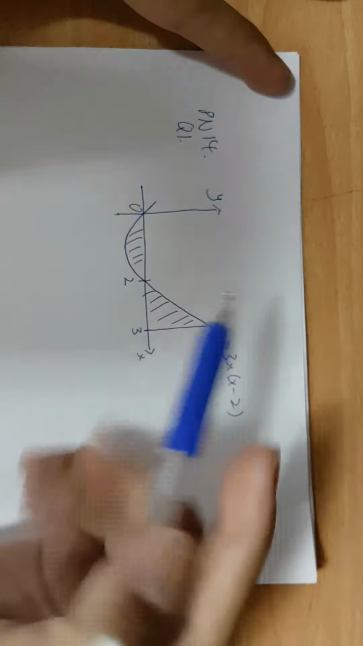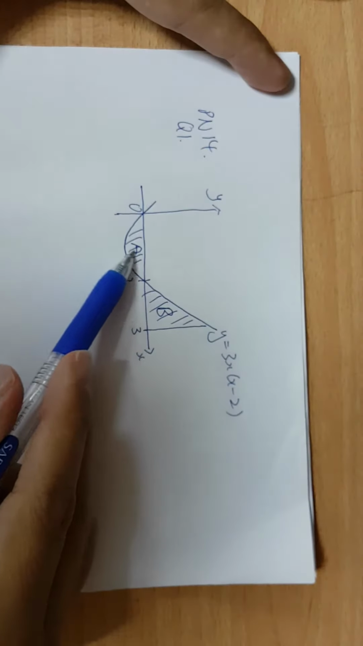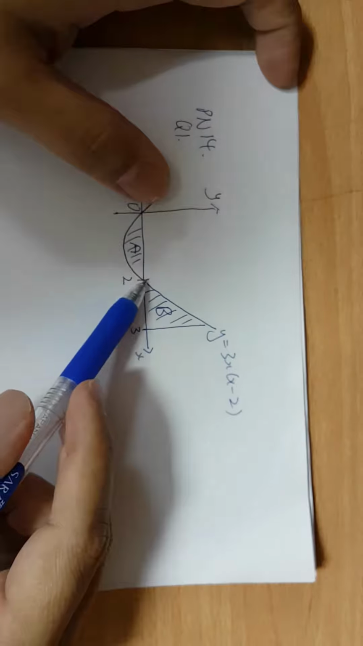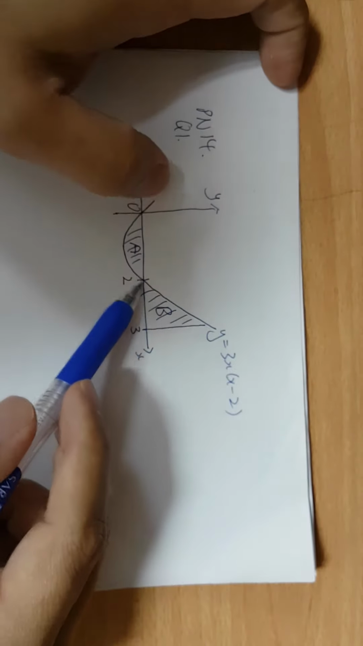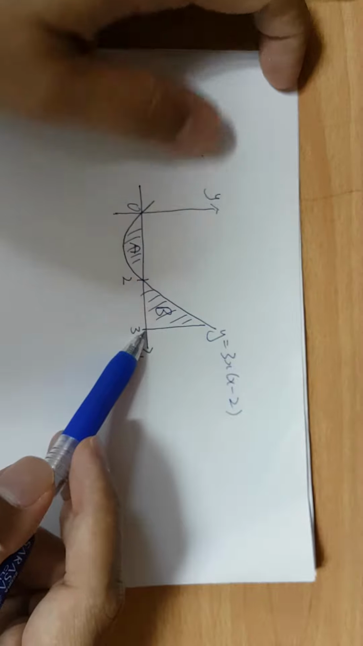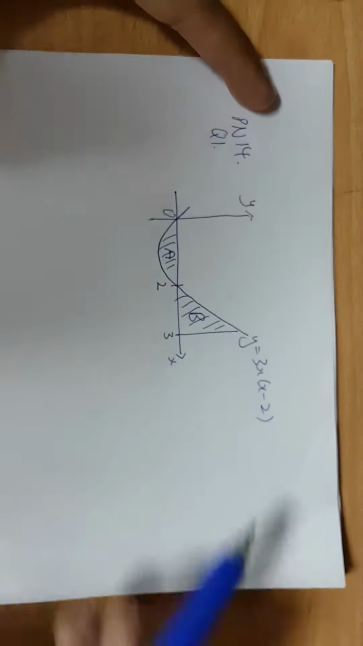below the x-axis, let's say I name this area A and this area B. If the area is below the x-axis, you must always find this area separately. Meaning you integrate from 0 to 2 and integrate from 2 to 3. Don't integrate from 0 to 3. Okay, let me explain to you why.